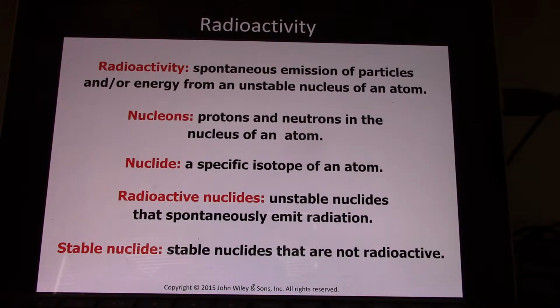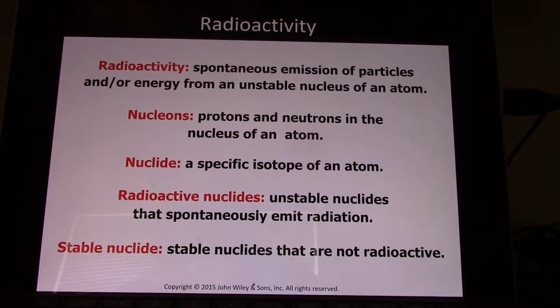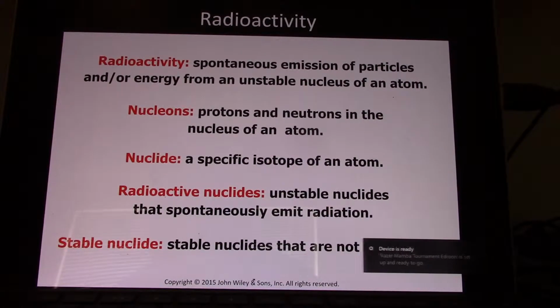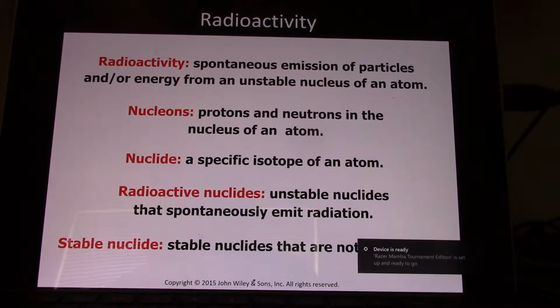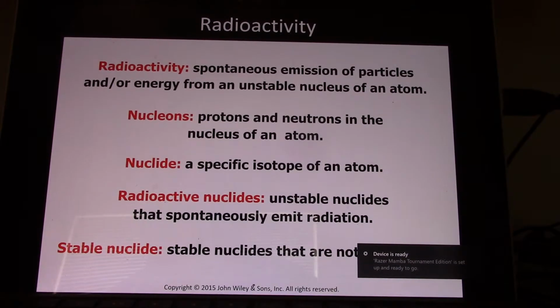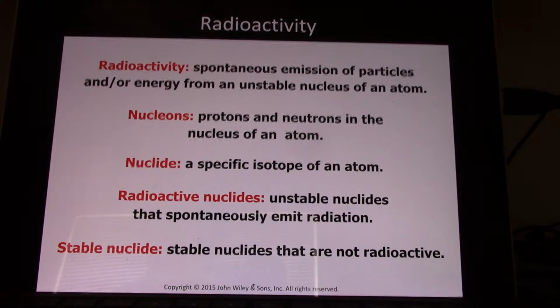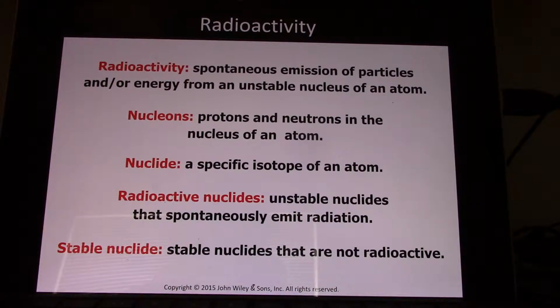Nucleons are protons and neutrons in the nucleus of an atom. A nuclide is a specific isotope of an atom. For carbon, you have carbon-12, carbon-13, carbon-14. Radioactive nuclides are the unstable ones that are slowly breaking down, and they emit things such as radon and helium. We're going to see which radioactive elements produce those later. Stable nuclides are not radioactive. They stay the same. They are not in a slow degradative process.